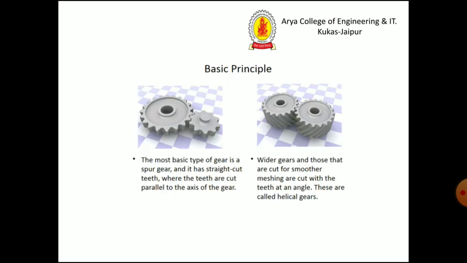The most basic type of gear is a spur gear, and it has straight cut teeth where the teeth are cut parallel to the axis of the gear. In wider gears, those that are cut for smoother meshing are cut with the teeth at an angle. These are called helical gears. So these are the basic gears which we can use in the gearbox.